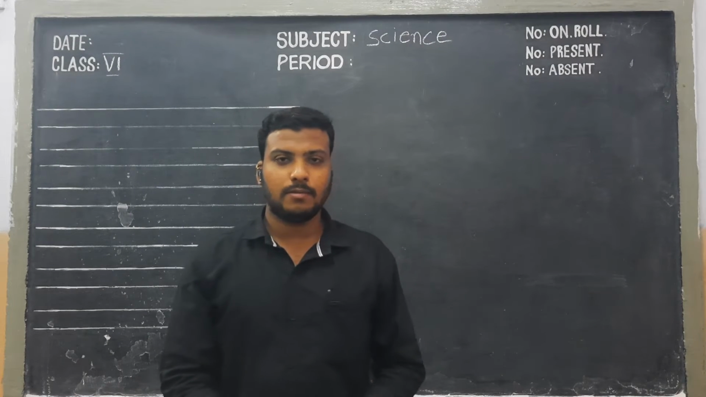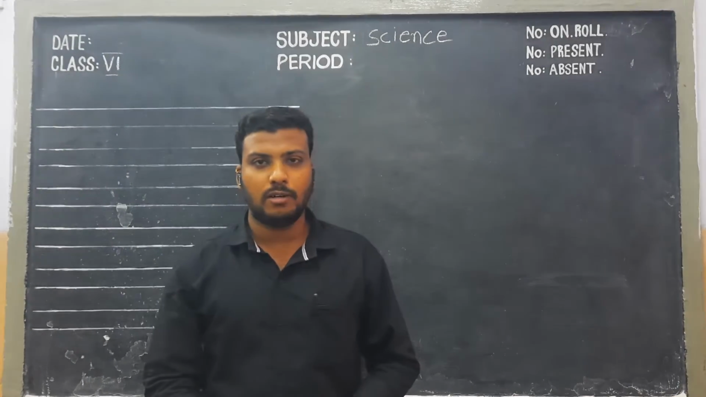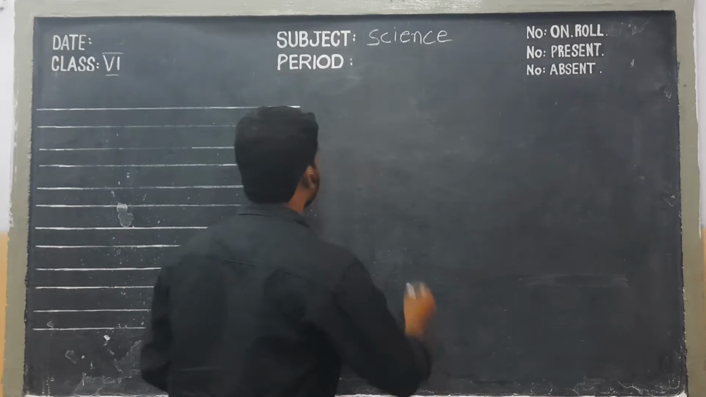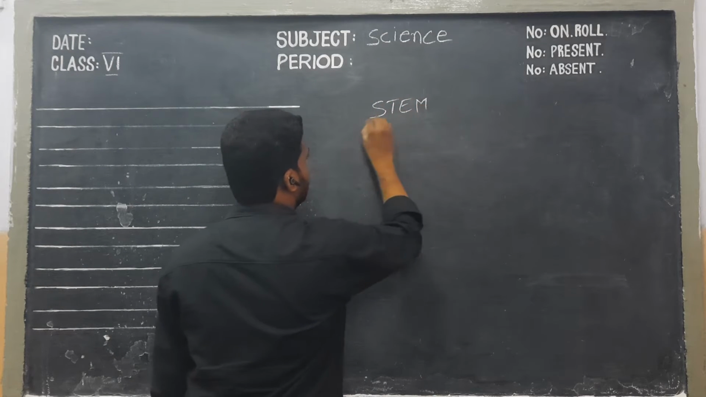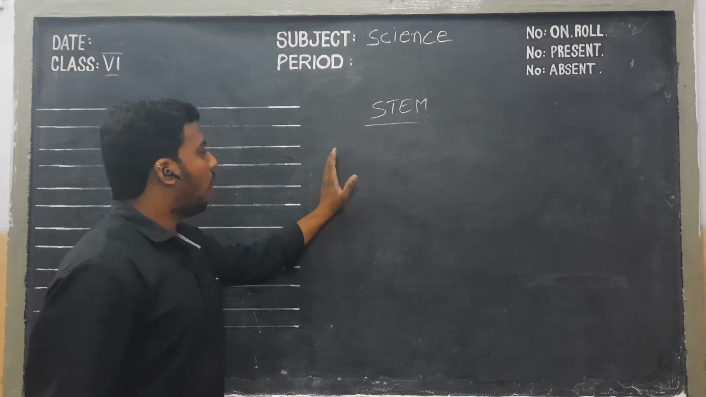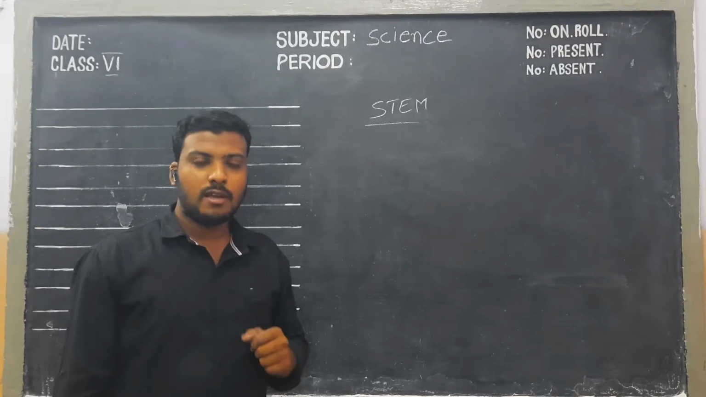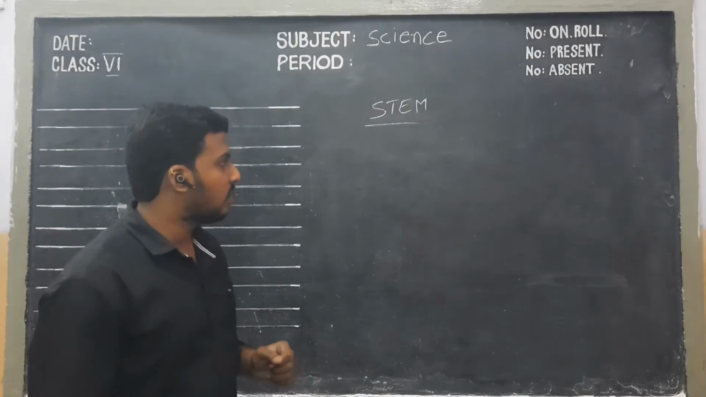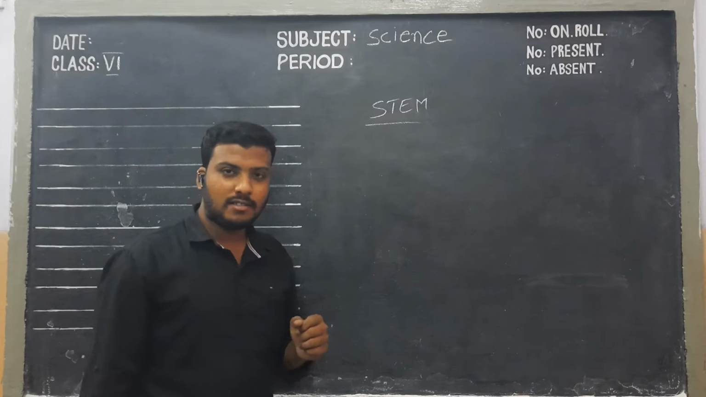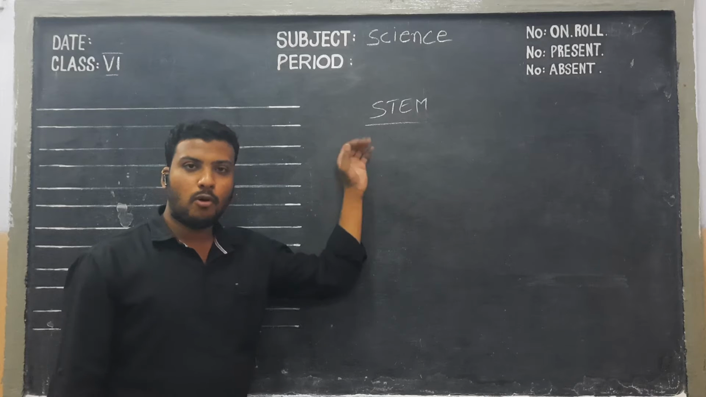In today's class, we are going to discuss one of the main parts of a plant, children, that is the stem. What is stem? Previously we learned what roots are and what the different types of root systems are, and we also did one activity regarding roots. Right now we are discussing the stem.